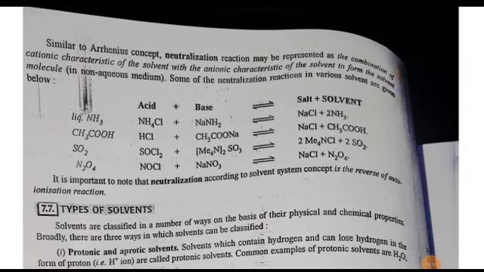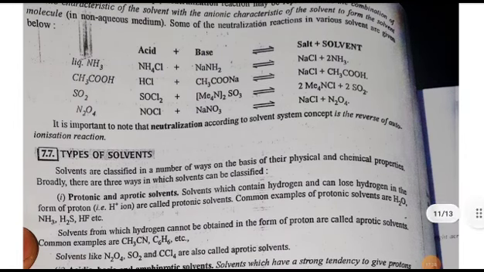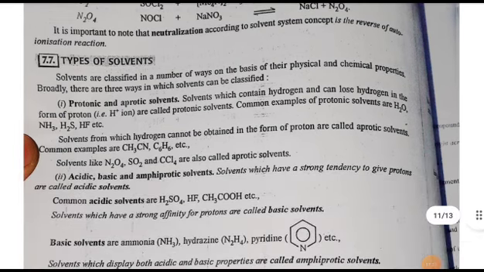Similarly to Arrhenius concept, neutralization reaction may be represented as the combination of cationic characteristics of the solvent with the anionic characteristics of the solvent to form the solvent molecule. Some neutralization reactions are acid plus base gives salt plus solvent. NH4Cl plus NaNH2 gives NaCl plus 2NH3.